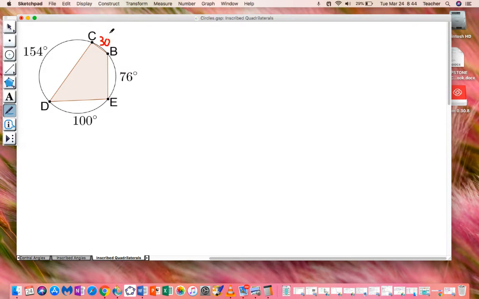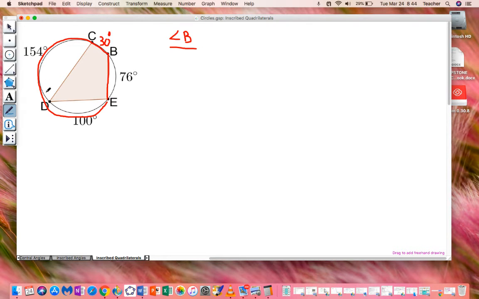And we can find all of these angles inside because we know all the arcs. All right, let's say it wants to know what is angle B. Angle B is this inscribed angle, which goes with arc CD all the way around to E.